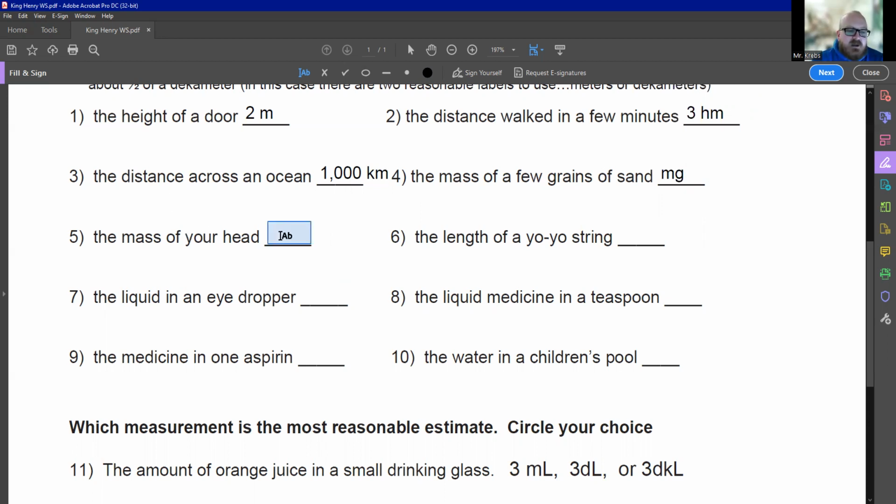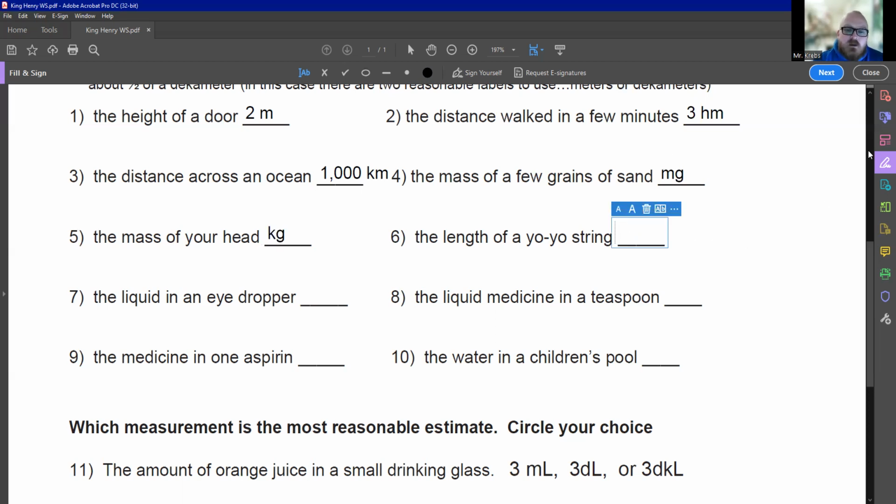The mass of your head. Again, the human head weighs around like 8 pounds or so in standard units. So if we're talking about something that we're weighing in pounds, we're going to be using kilograms to weigh that, because a kilogram is about 2 pounds, give or take. It's about the weight of a heavy fruit or something like that. It's just shy of 2 pounds, but that's about where it is.